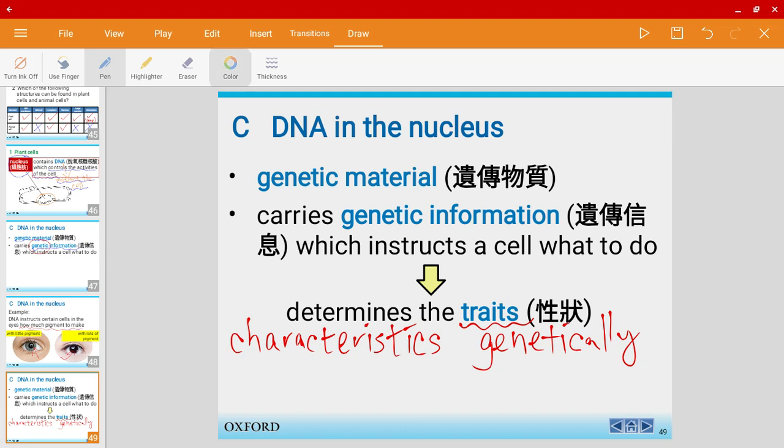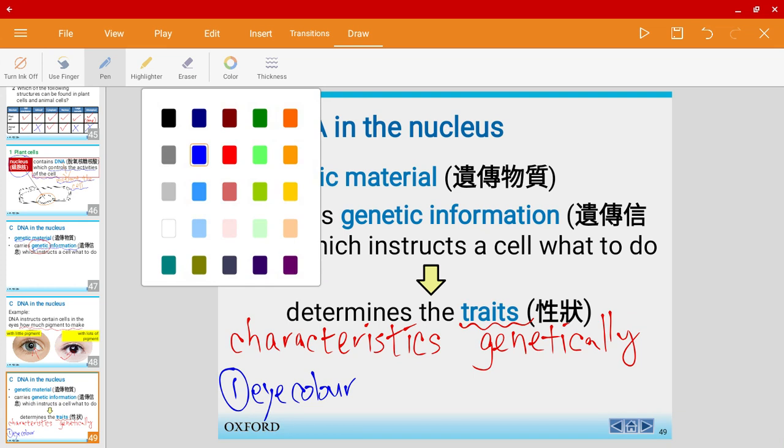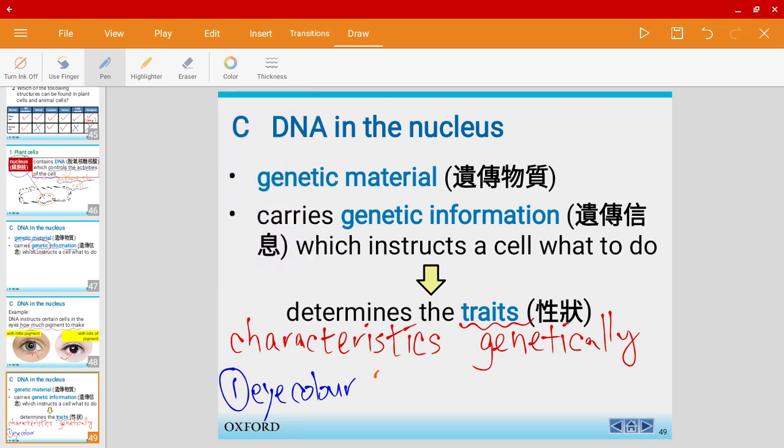For example, just now I mentioned eye color. Some of us could have brown, black, some of us could have blue. Another thing could be hair color. Some of us have black hair, some of us have yellow or blonde hair.